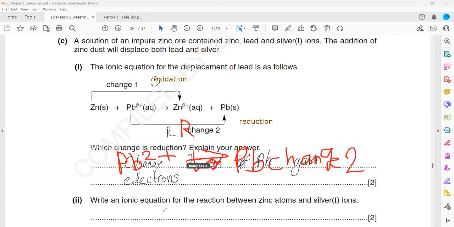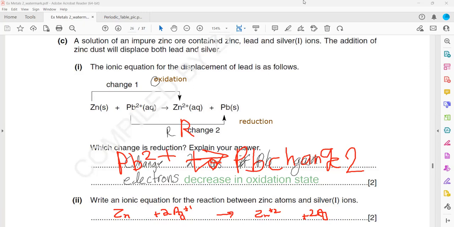And then we have to write an ionic equation for the reaction between zinc and silver ion. So zinc is more reactive, it will turn into an ion and silver atom will be formed. The equation must be balanced in terms of charge on both sides. So that's how it is balanced, charge and atoms. This is the same question. If you say decrease in oxidation state, yeah, that's also correct.